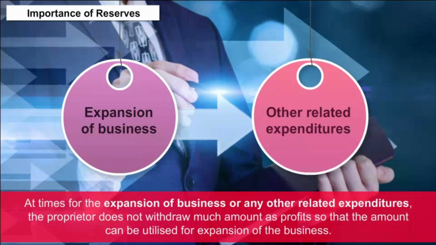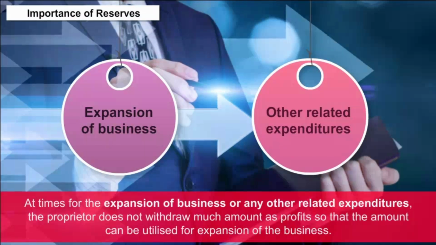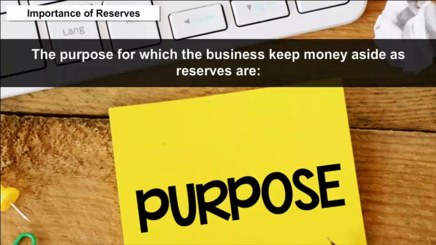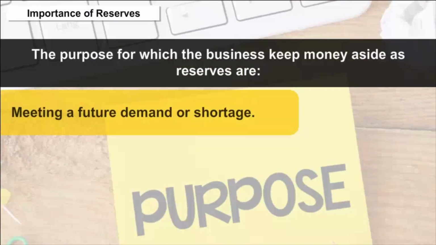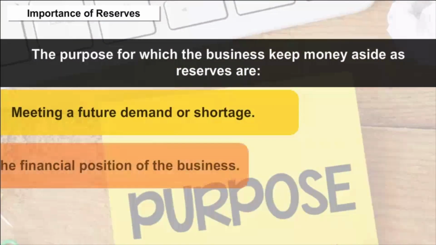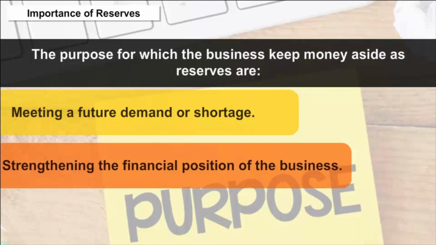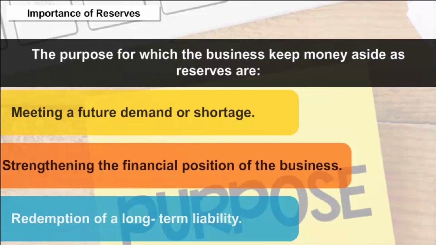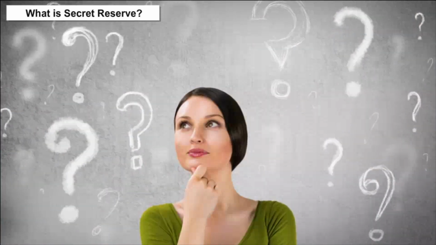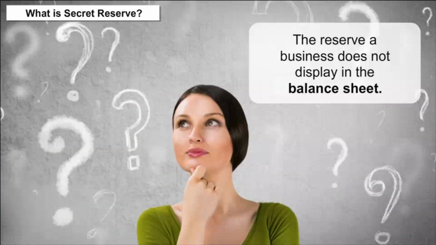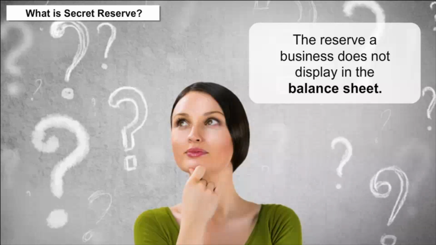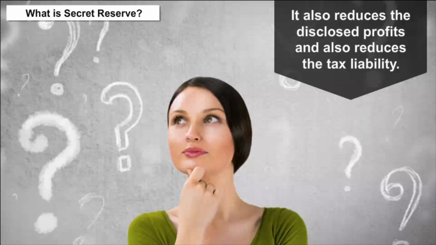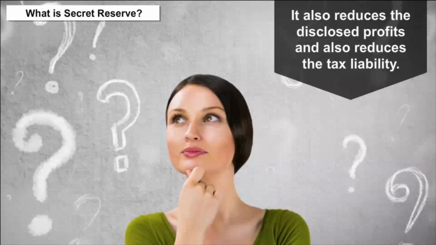What is secret reserve? The reserve a business does not display in the balance sheet. It also reduces the disclosed profits and also reduces the tax liability. These kinds of reserves can be merged with the profits to show increased profits at the time of low profits. It is known as a secret reserve, as even outside stakeholders do not know about these reserves.